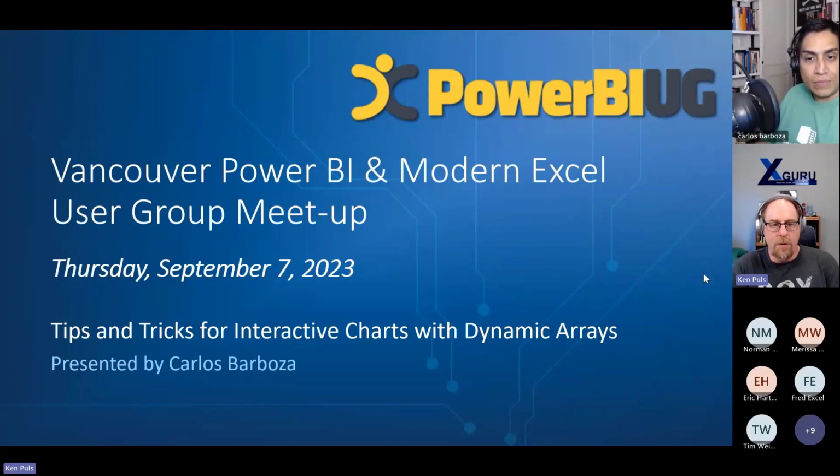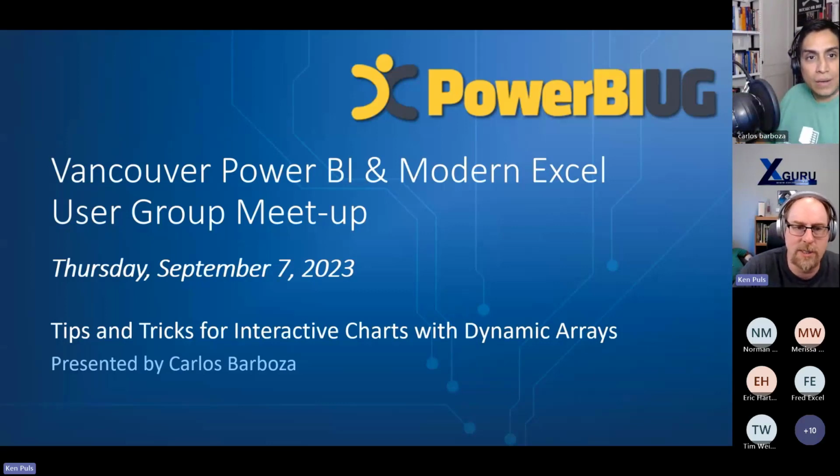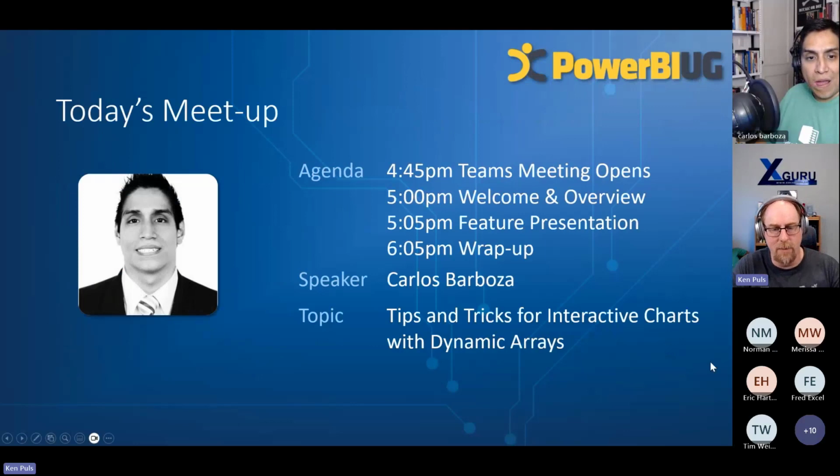Welcome to the Thursday, September 7th edition of the Vancouver Power BI and Modern Excel User Group, and we've got Truly Modern Excel today, working with tips and tricks for interactive charts with dynamic arrays by Carlos Barboza, which is going to be pretty awesome. But before we let him actually talk to us about this stuff, I got to do my standard little intro here. So welcome to the meetup.